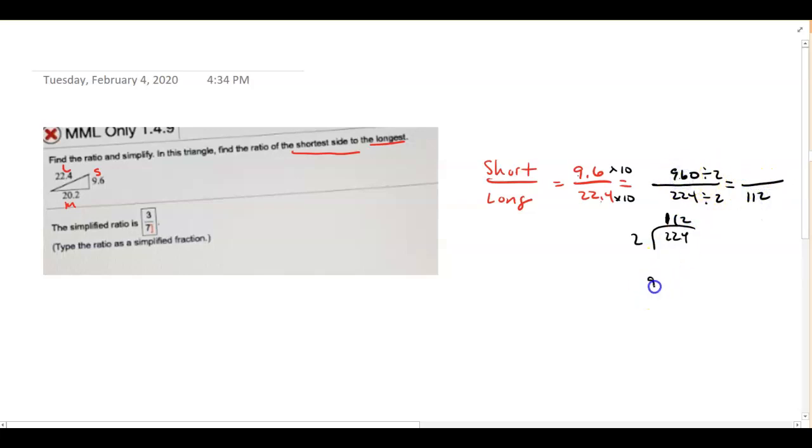And 96 divided by 2. 2 goes into 9 4 times. That's 8. 16, so that's 48. And now if I wanted to, I can continue dividing that.